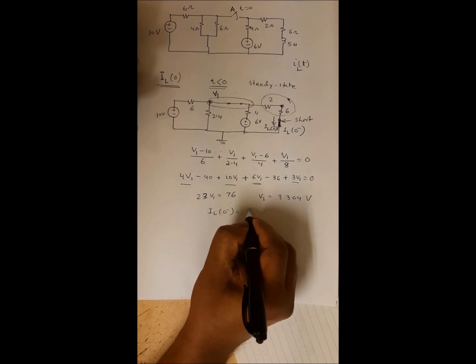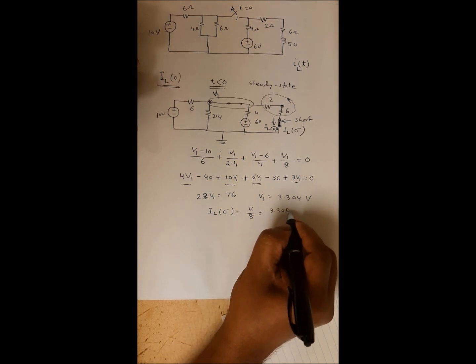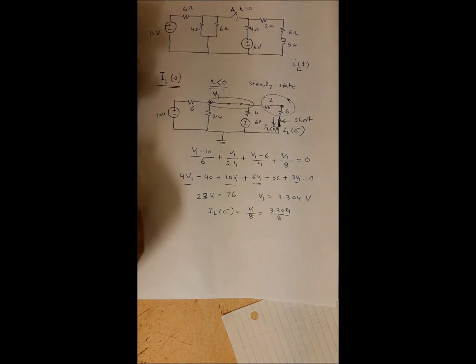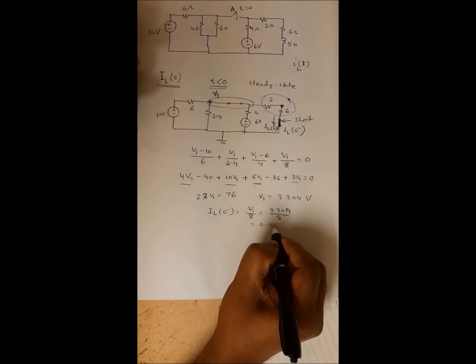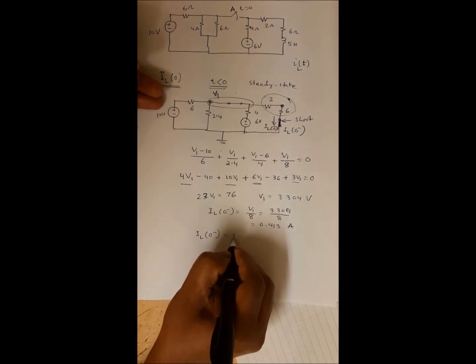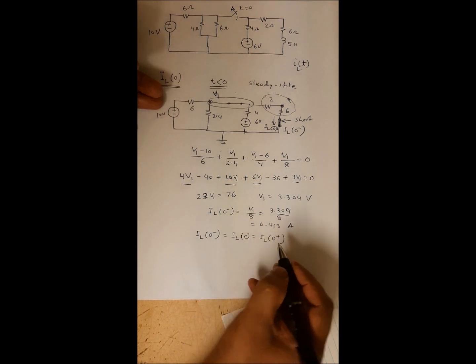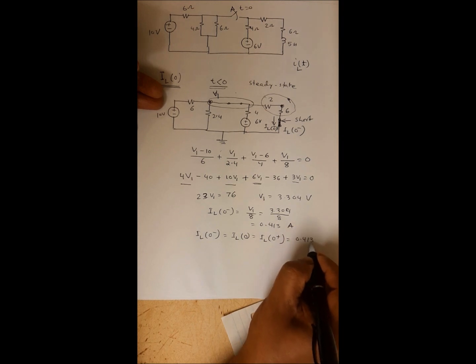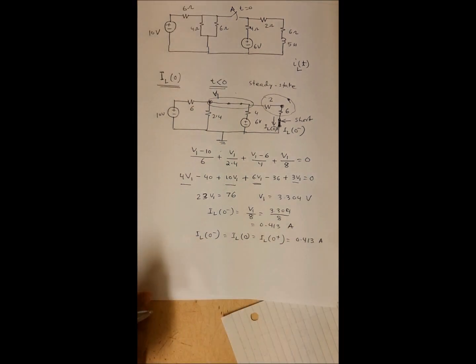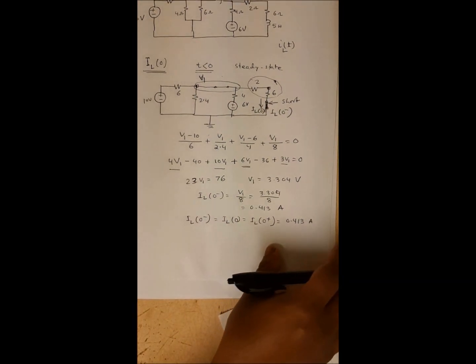So now IL0 minus will be V1 over 8, so 3.304 over 8, which is 0.413 ampere. And this IL0 minus will be IL0 and also IL0 plus, because the inductor current cannot change instantly. So we also can find IL0 plus from here. Now you need to find IL infinity.